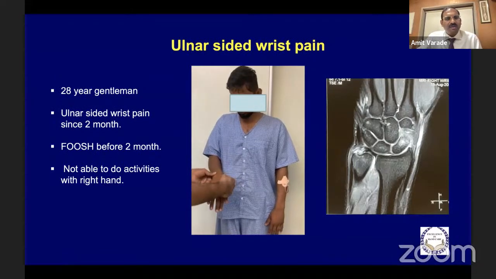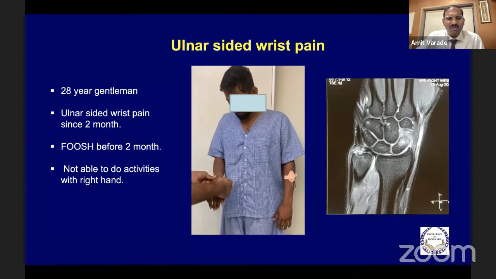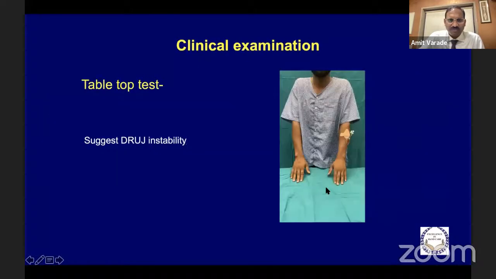This young gentleman presented with ulnar sided wrist pain since 2 months, and before 2 months he had fallen on an outstretched hand. Due to the ulnar sided wrist pain, he was not able to do activities with his right hand. He was not able to lift heavy weight, and if you see the MR image, we can see that there is avulsion of the TFCC.